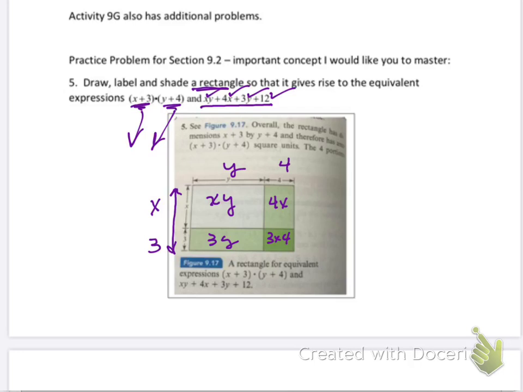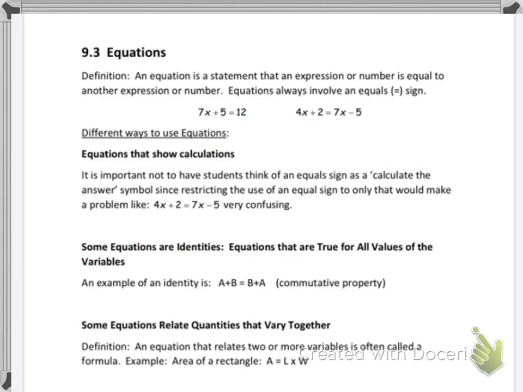Okay, so in 9.3 they talk about equations. So we already said that equations have to have an equal sign. Now, there's different ways to use equations. This is one way. Here's another way. The second way is setting two expressions equal to each other. All right? So you don't want to tie in the idea for your students that an equal sign always means to calculate an answer. That's not the case. Okay? So be careful how you use that.